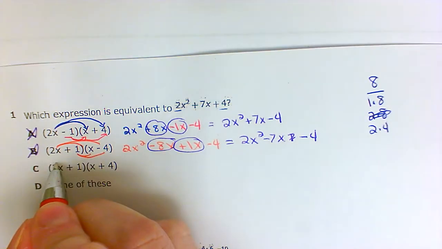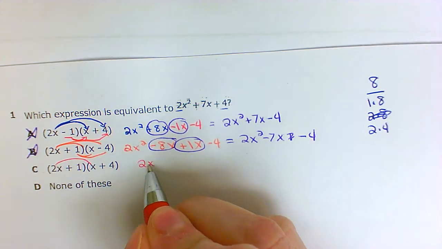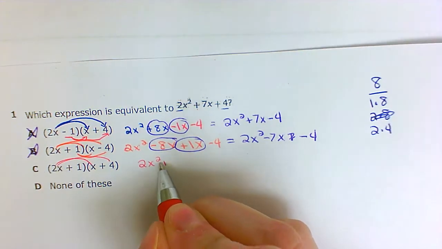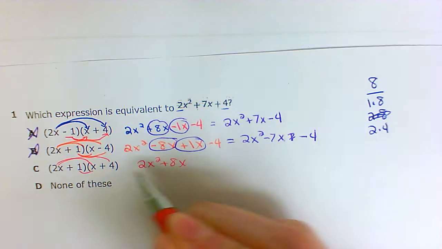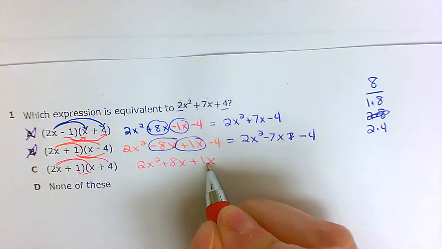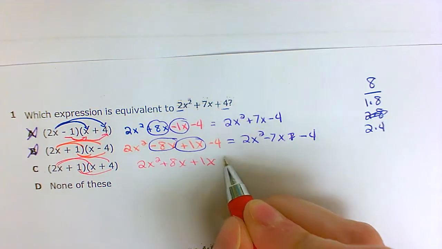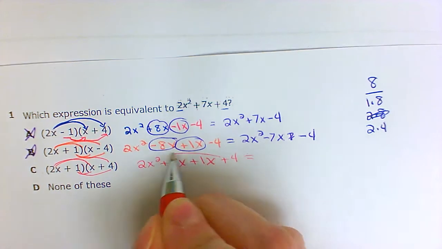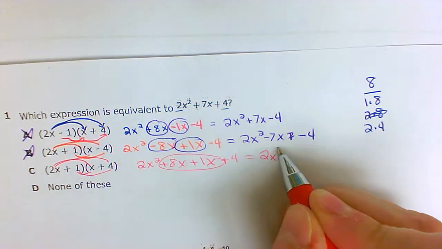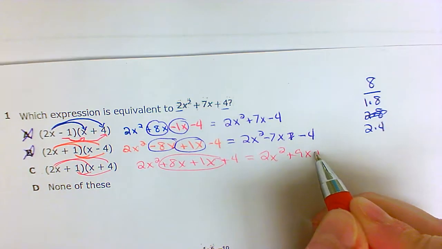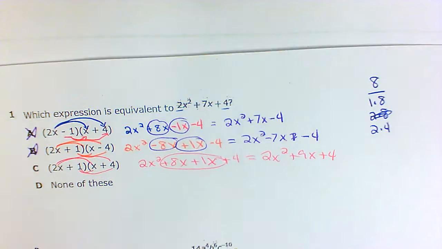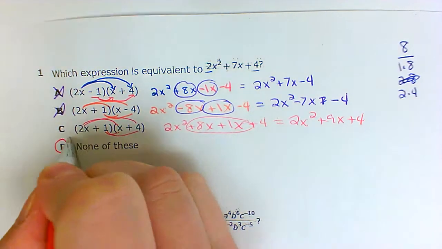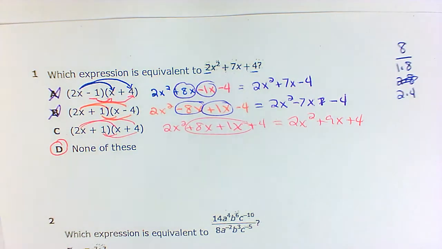When I do the last one, 2x times x is 2x squared. 2x times 4 is positive 8x. 1 times x is positive 1x. And 1 times 4 is positive 4. Combine like terms in the middle, I've got 2x squared plus 9x plus 4, which does not match the original equation, so it would have to be D, none of these.